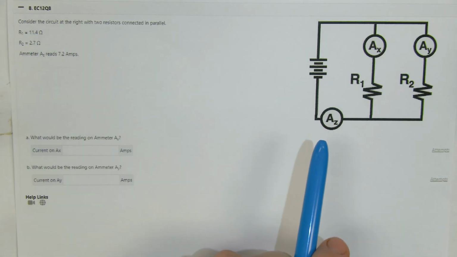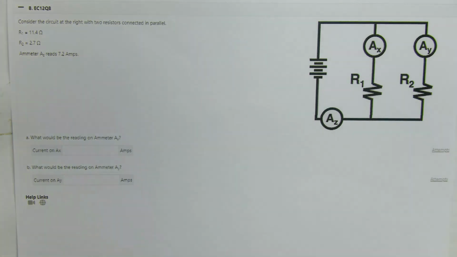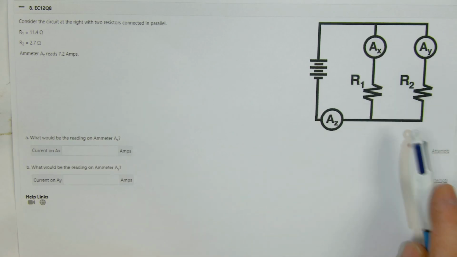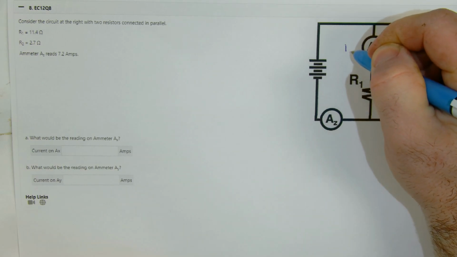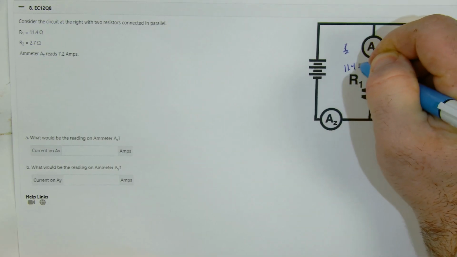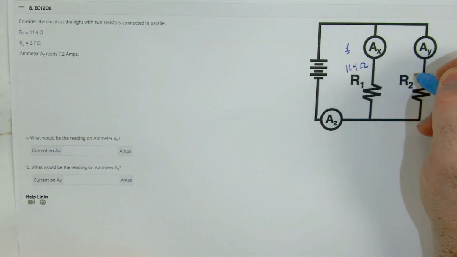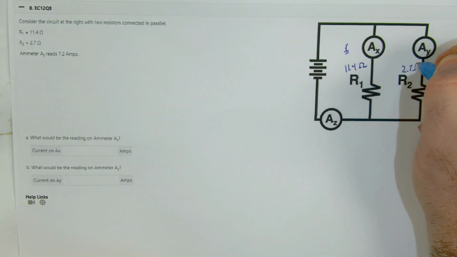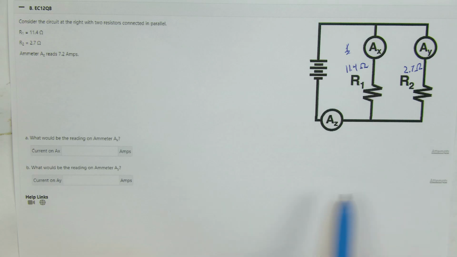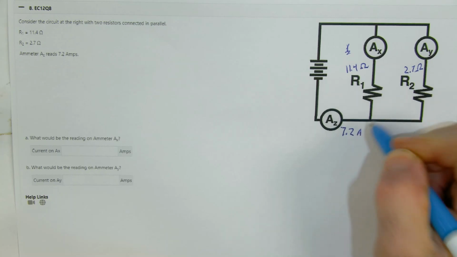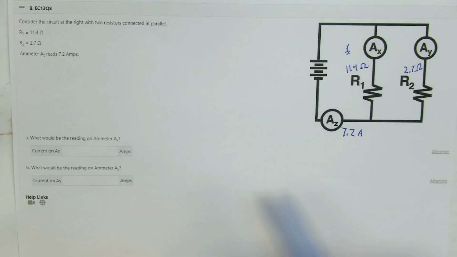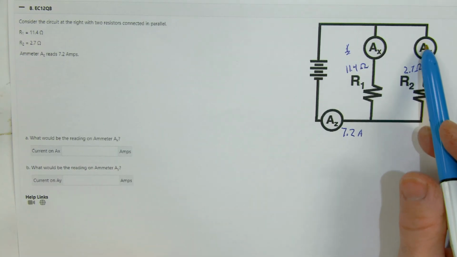On EC12, the question I think I saw the most when working on this is this circuit right here. And this is definitely a difficult question. It gives you this circuit, and over here, maybe a little bit hard to read, it says the resistance at resistor 1 is 11.4 ohms, resistor 2 is 2.7 ohms. It tells you the current right down here is 7.2 amps. And ultimately, it's wanting to know what is the current here and here?